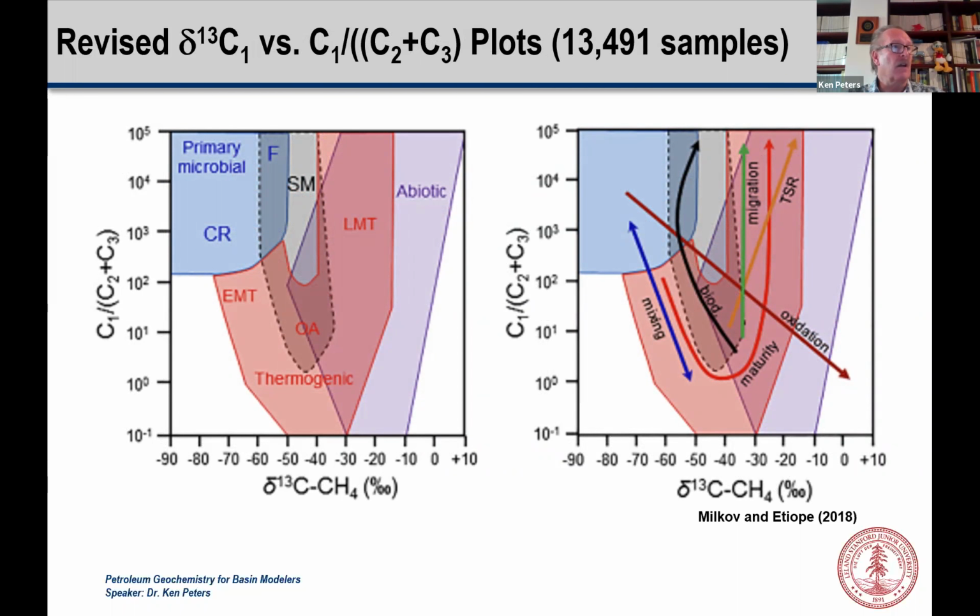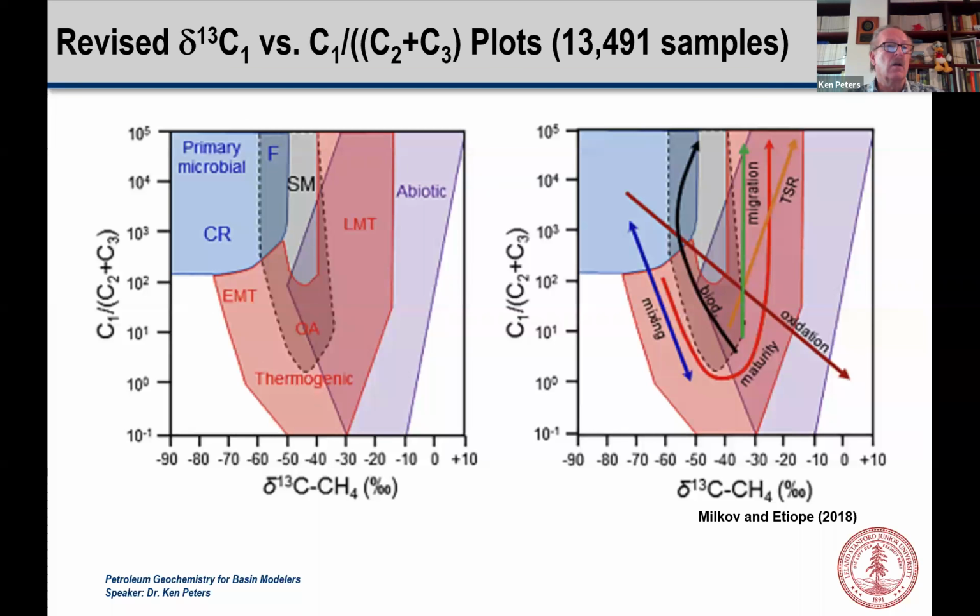Alexei Milkov has several of these figures. Here's another one that shows the carbon isotope value of the methane against the wetness. This is one way of measuring wetness, C1 over C2 to C3. And again, there's a lot of overlap between these different classifications, but this at least helps you to decide what the origin is of these gases.